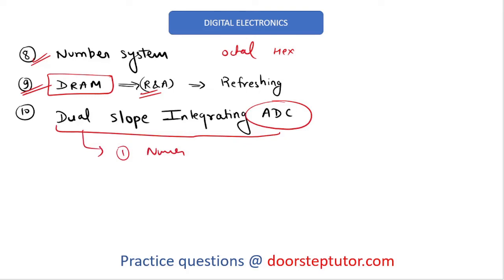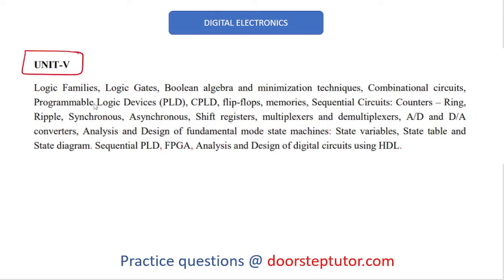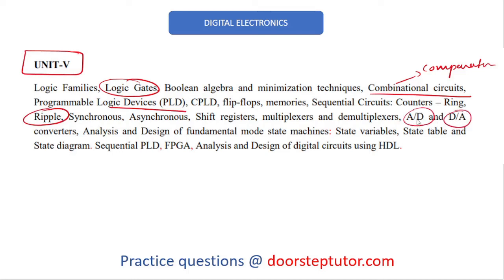So if you look at the syllabus for digital electronics, they have covered the logic gates in the paper. There was a question from combinational circuits based on comparator. There was a question from programmable logic devices, logic array. There was a question based on counters, so ripple counter was there in the exam. There was a question related to analog to digital and digital to analog converters also. So these were the topics.